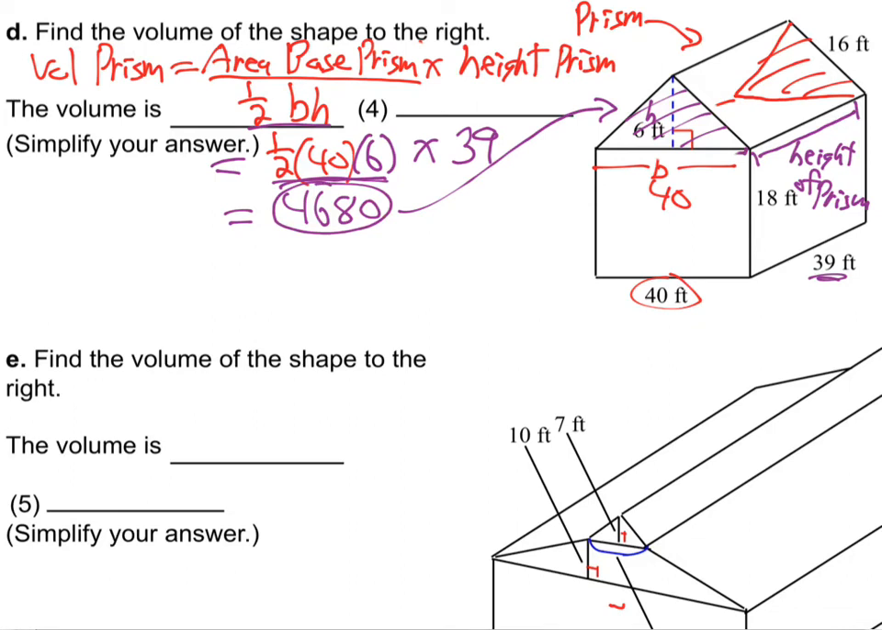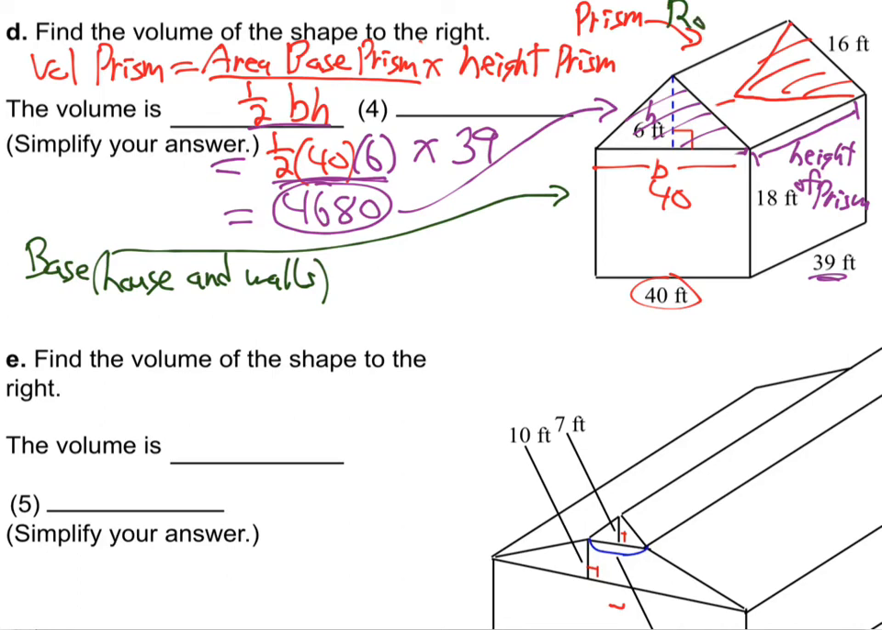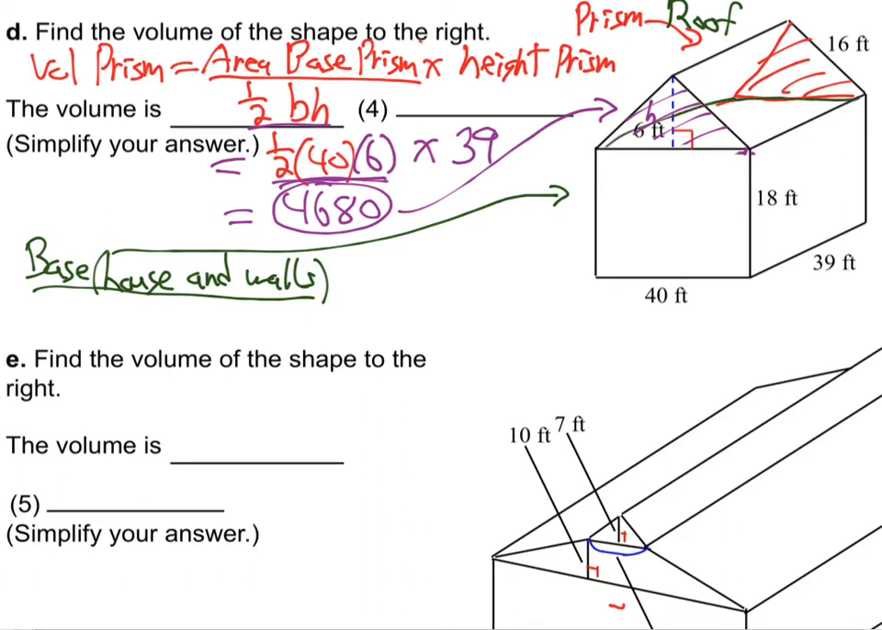Now we need to figure out the base, which is the house and walls. So we already did the prism roof. Now we need the base, the house, and the walls. So what is that? Well, any shape. So we're just doing this shape down to here. Just this right here. Just this shape right here. No roof, just the base. What's that going to be?